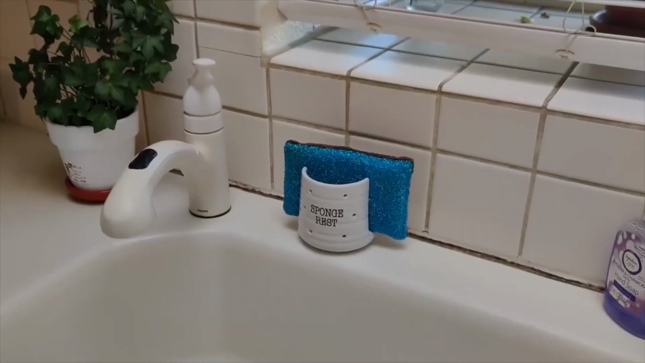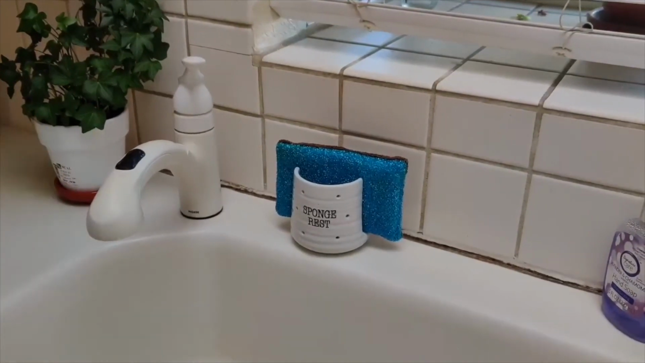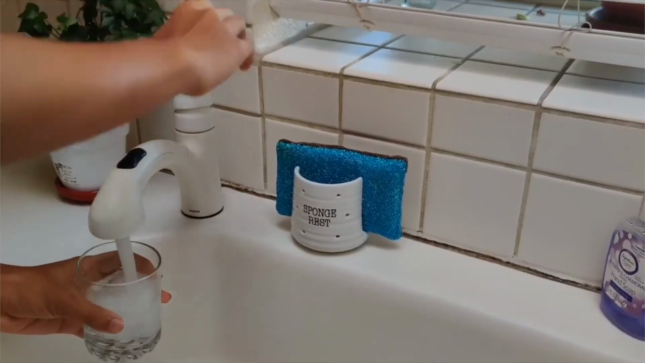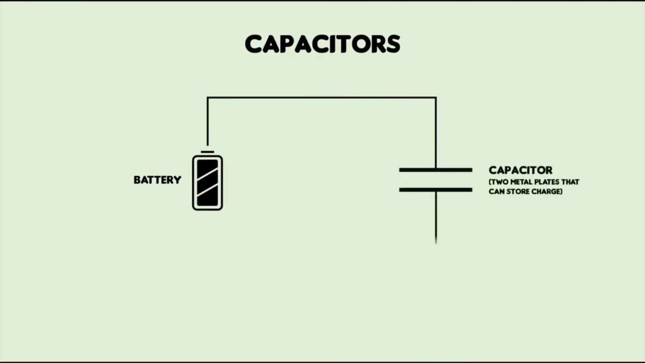Let's say you want to measure some volume of water from your kitchen faucet. You can't do this straight from the faucet. You need to hold the water in a glass first. A device called a capacitor stores charge from a potential source such as a battery in two metal plates, just like a glass stores water from a faucet.